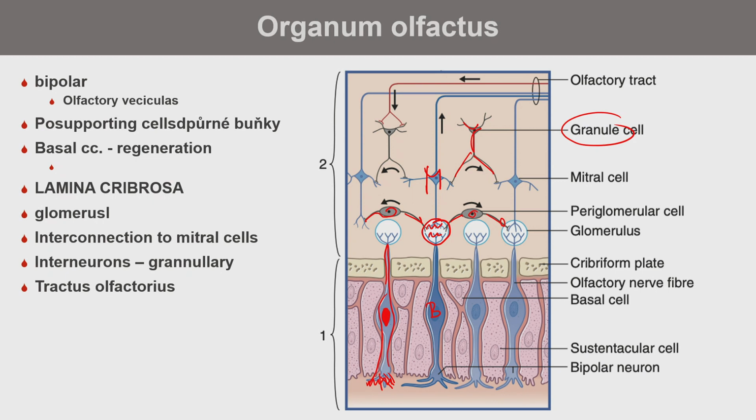Why? Because when you are in danger and you are smelling something horrible, then the suppression helps you not to smell the danger, to overcome this dangerous situation. So this is the function. Then the information is going into the olfactory tract, and this information is transmitted by the mitral cells, by their axons.